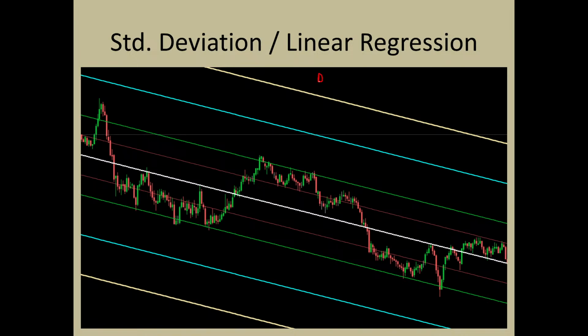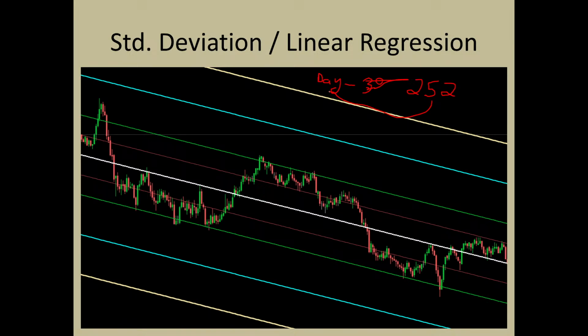So let's say we're on the daily chart here, and I want to find the average for the past 252 days. What's so special about 252 days on a daily chart? Because there are 252 trading days in a typical year. 365 calendar days, but 252 trading days in a year.